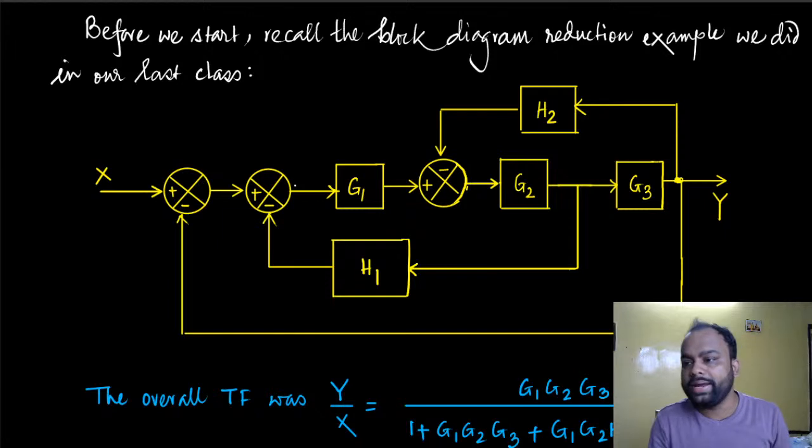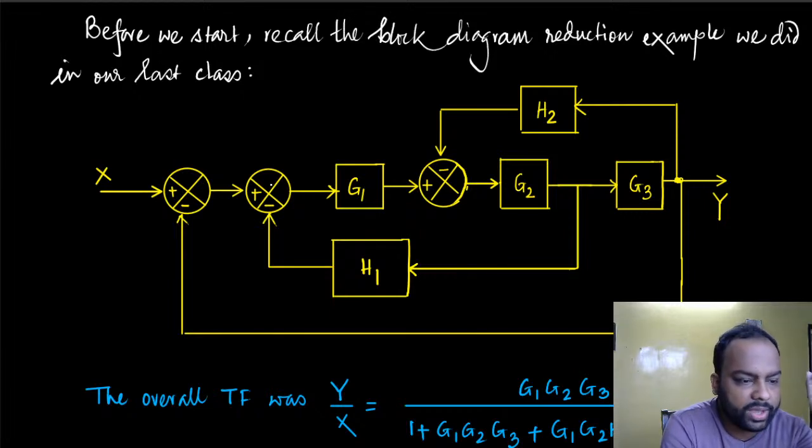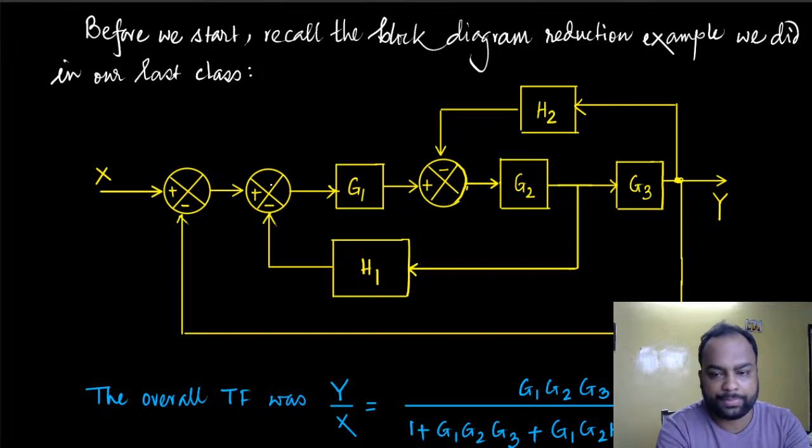I just have copied something from our last discussion, from our last stream. We did block diagram reduction on a slightly complicated system in order to figure out the overall transfer function, in order to remove the level of abstraction and get an overall transfer function out of everything. We did block diagram reduction.